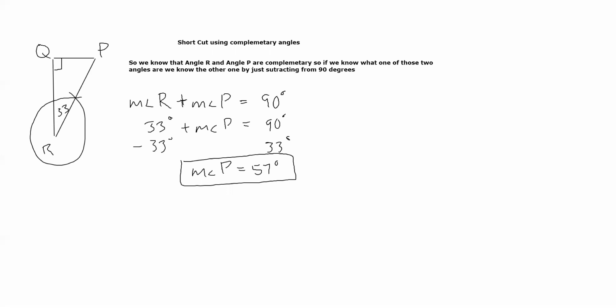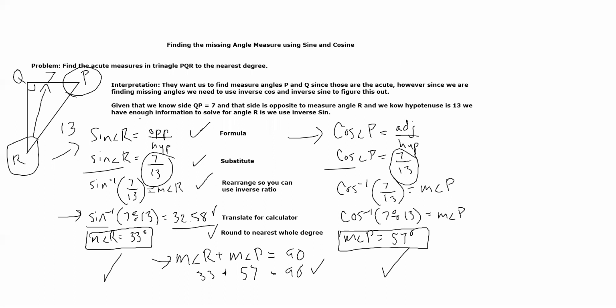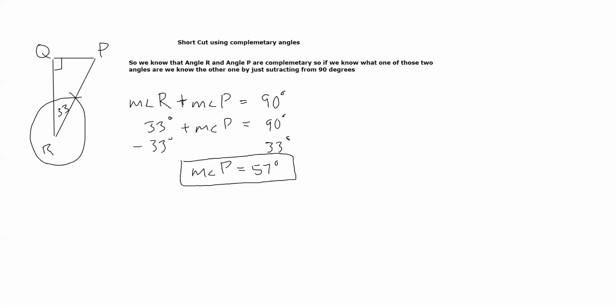because they're complementary. So I set up my equation. Measure angle R plus measure angle P equals 90. I know that is 33 plus measure angle P is equal to 90. Subtract 33 from both sides. Measure angle P is, hey, look at that, I get 57 again. And I did it in half the time, and I didn't even need to use a calculator.